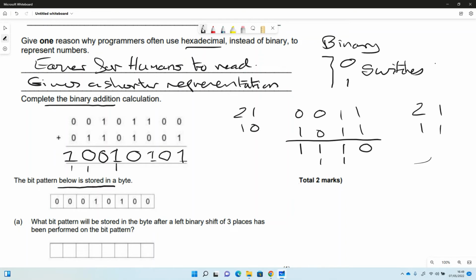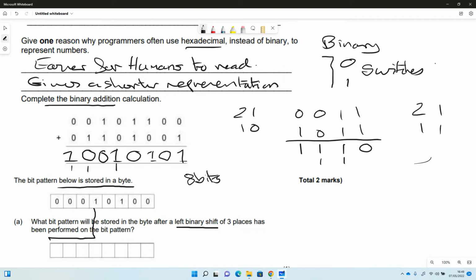Okay, so we move on. We've got a bit pattern stored in a byte. A byte is 8 bits. Bytes are 8 bits. Nibbles are 4 bits. It's a terrible computer joke, but it is also true. So what bit pattern will be stored in the byte after a left binary shift of 3 places? So we're going to shift left by 3 places.